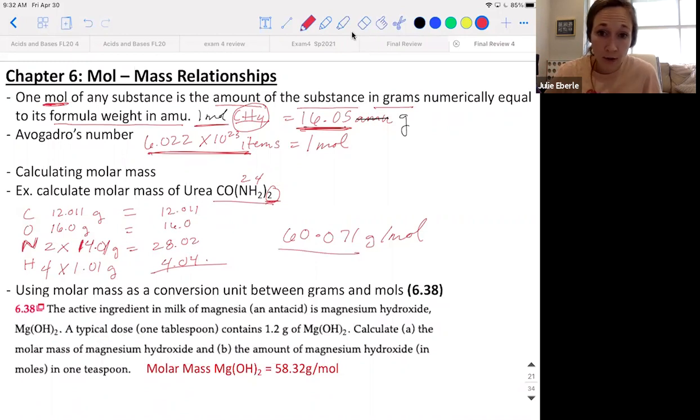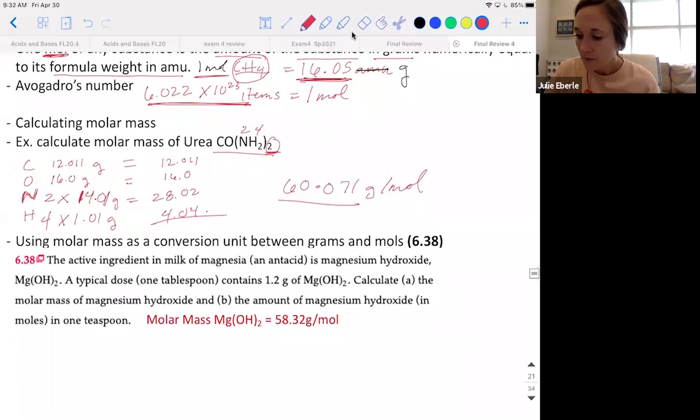And then I said, how many molecules of urea are present in 60.071 grams? You would tell me Avogadro's number. If you have 1 mole of a substance, you have Avogadro's number of that item. Okay, then we talked about how we can use molar mass to convert between grams and moles. We use Avogadro's number to convert between moles and molecules, or moles and atoms. But we use molar mass to convert between grams and moles. So here is an example of that.